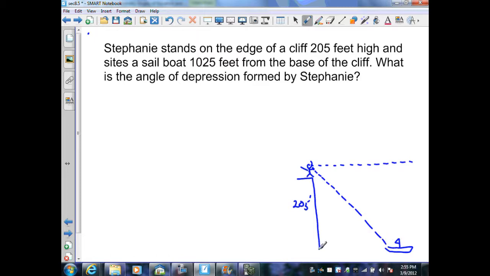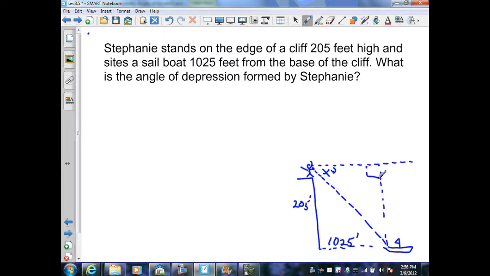We know that the boat is a distance away from the cliff, which is 1,025 feet. And she generates an angle of depression from the horizontal to the line of sight to the boat, which we don't know what that is, so it's x degrees. I create an altitude from the horizontal line of sight to the boat.